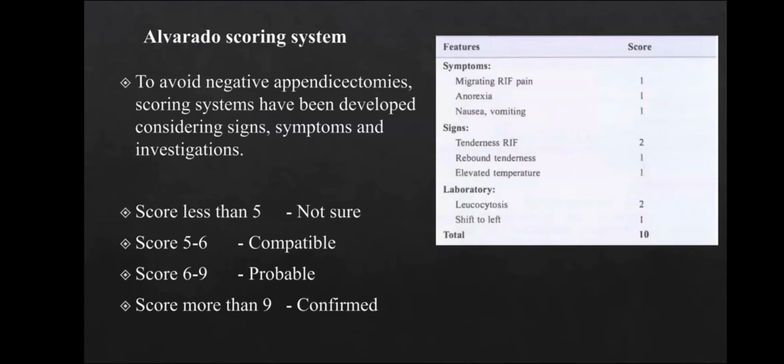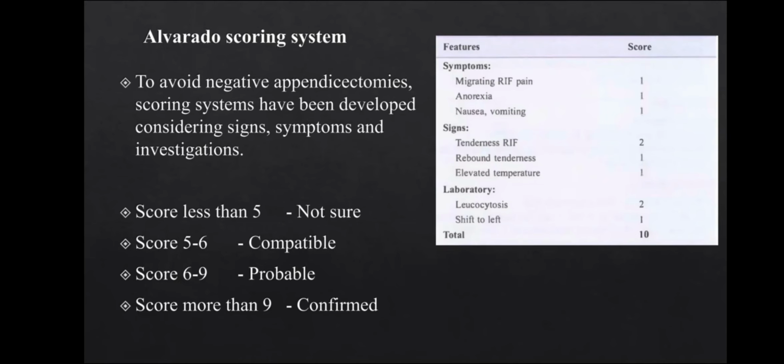For all these things, the main criteria or main scoring system is the Alvarado scoring for appendicitis. So, to avoid negative appendicectomy, whether it can be managed by conservative treatment or should be taken for surgery, that should be determined by this Alvarado scoring system. And according to certain features, the scoring is done.